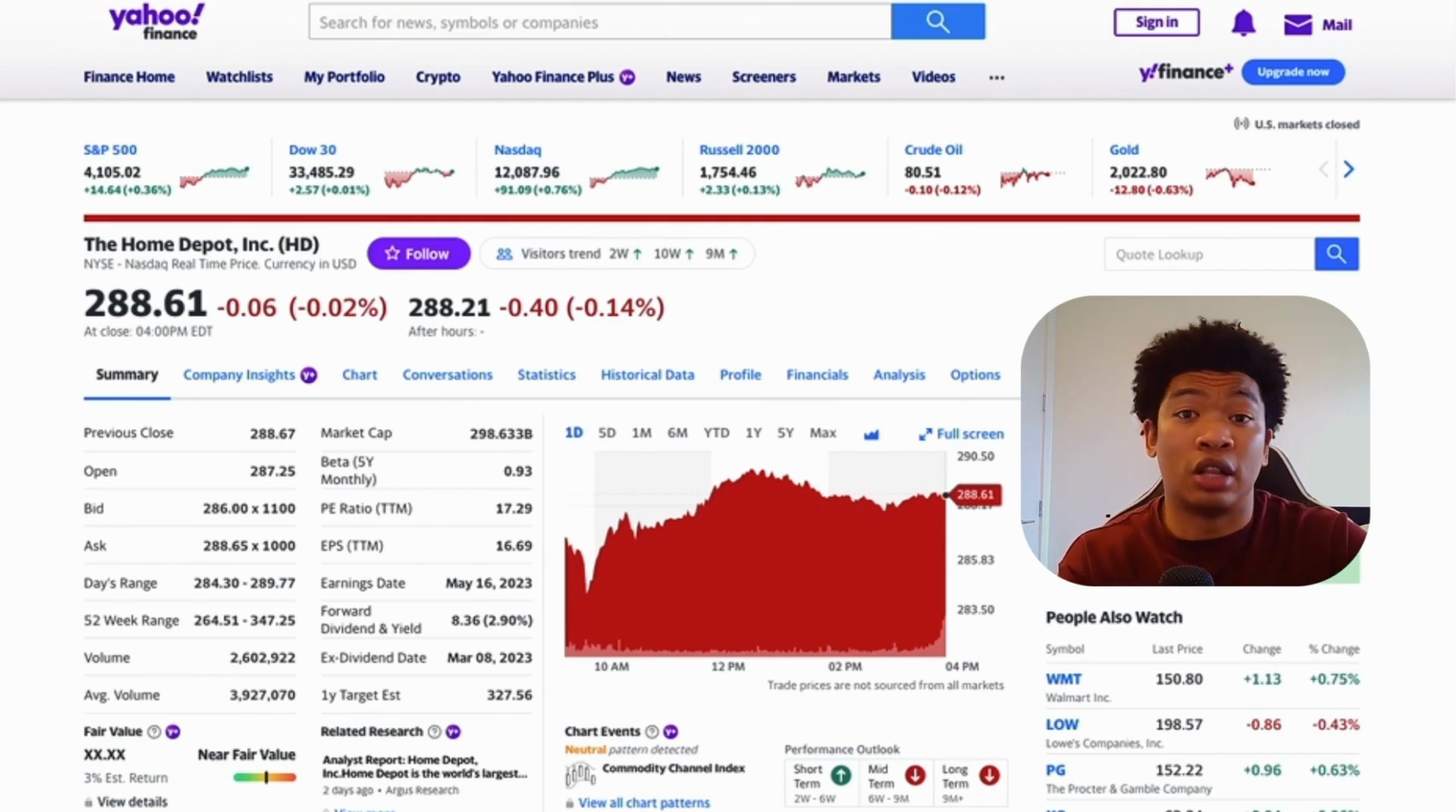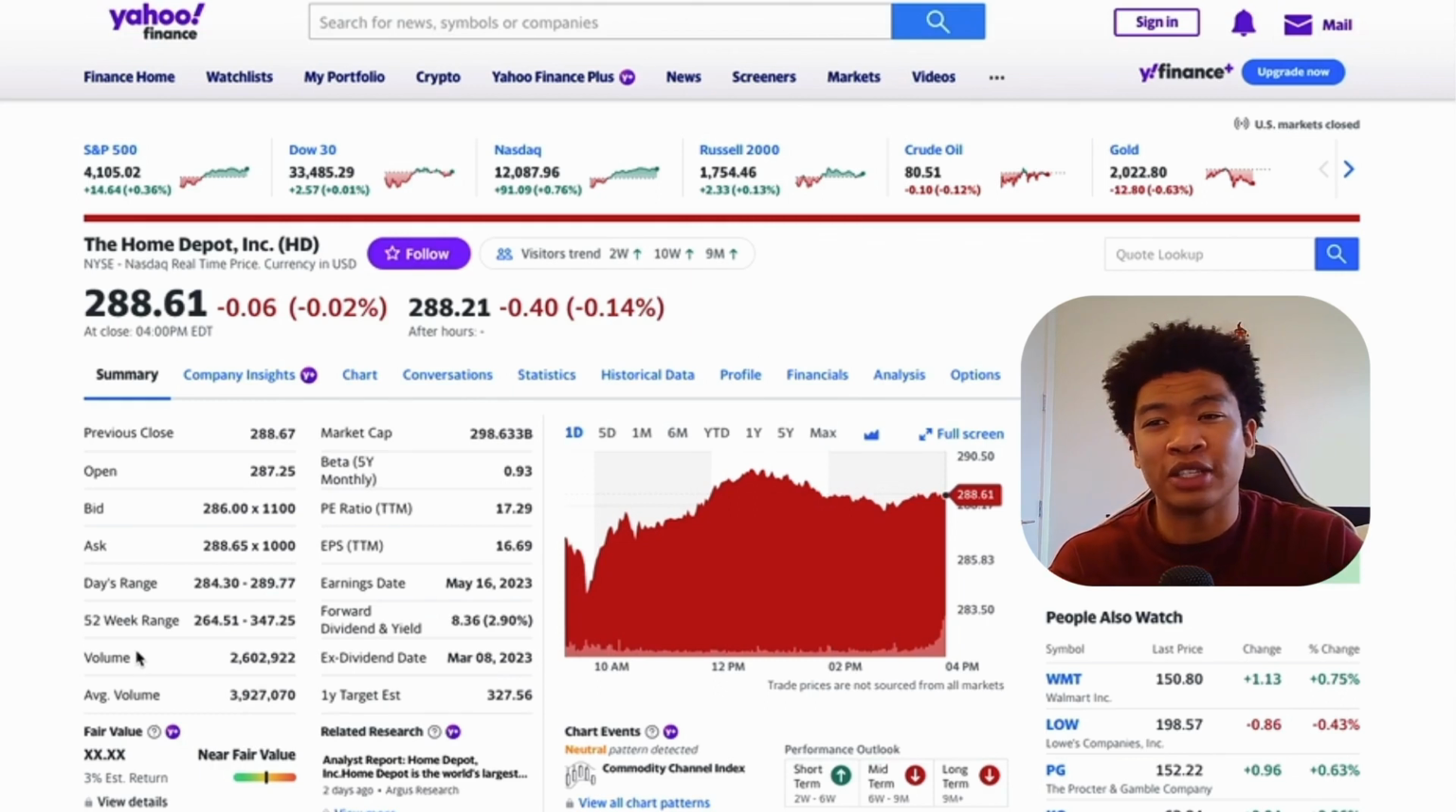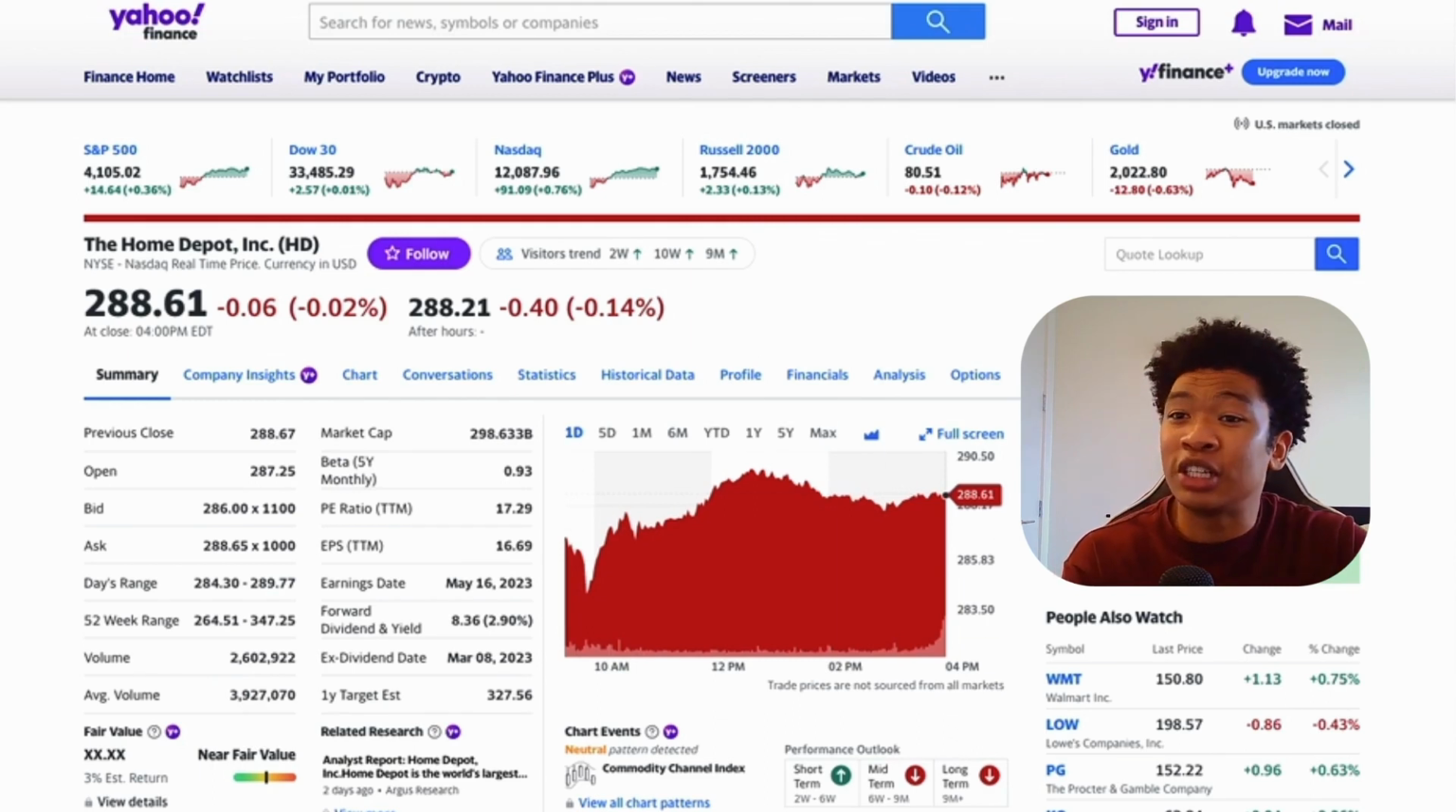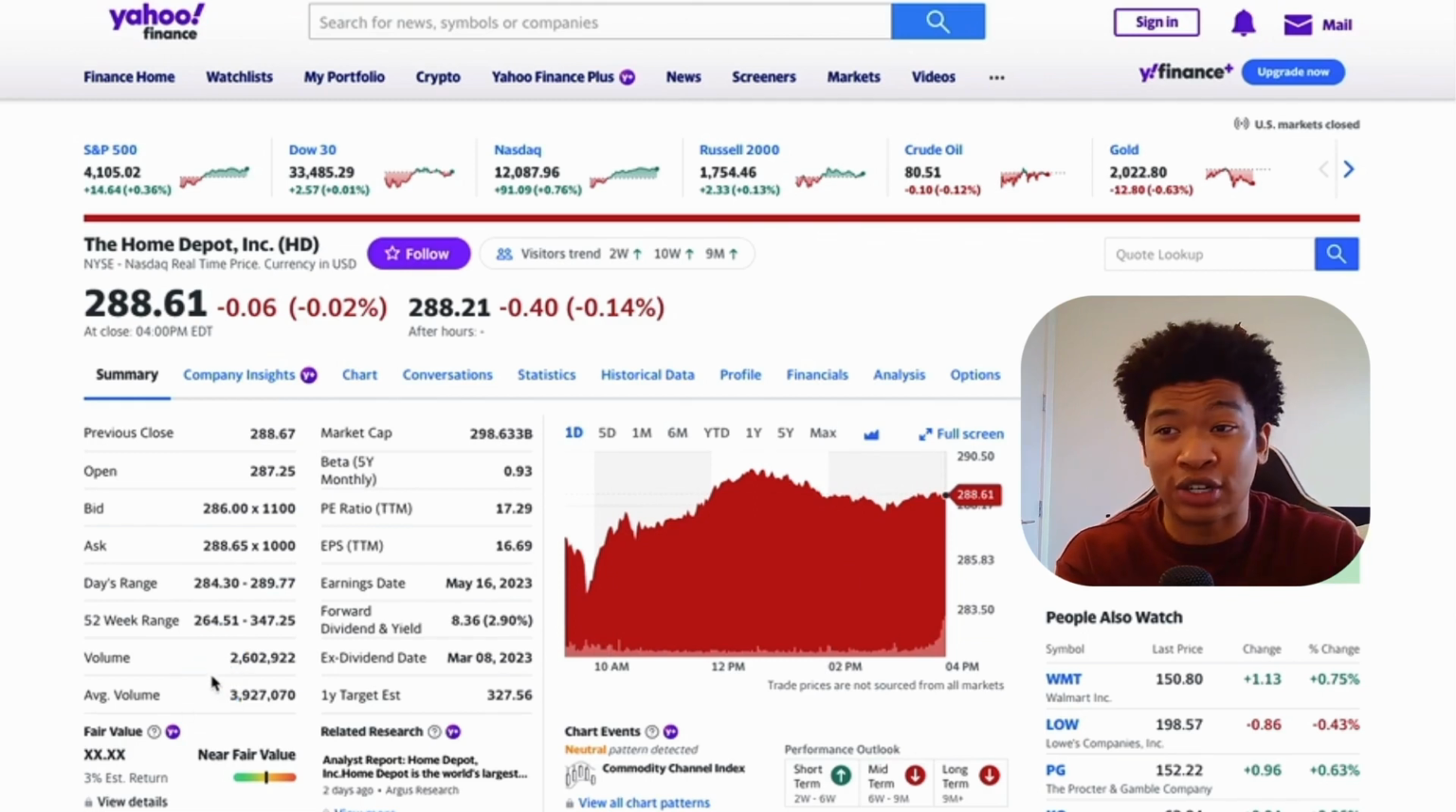Volume can tell us a lot about a stock. If you see that the volume of a stock is significantly higher than the average volume, then it probably means that something happened that caused a lot of people to either buy or sell the stock. So it probably means that you should check the news to see if anything happened to cause that. Based on Home Depot's volume, though, for the day, compared to its average, it's a bit below average, which probably just means that nothing special happened today with Home Depot that would have made people want to buy or sell the stock.